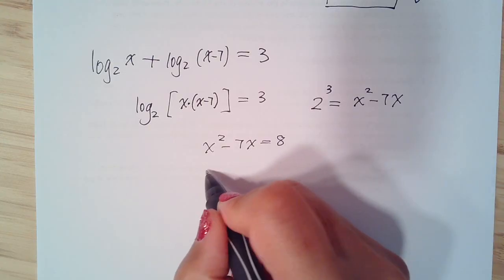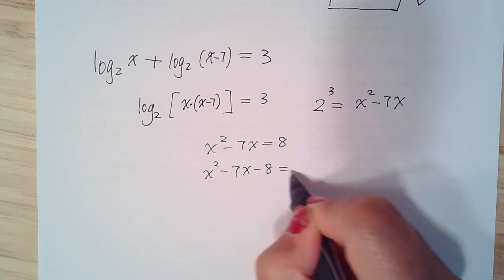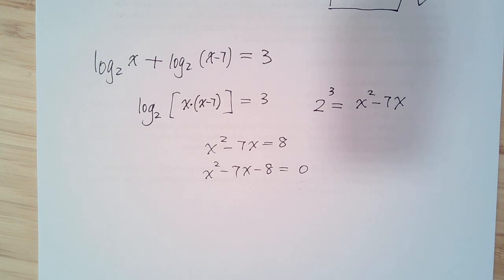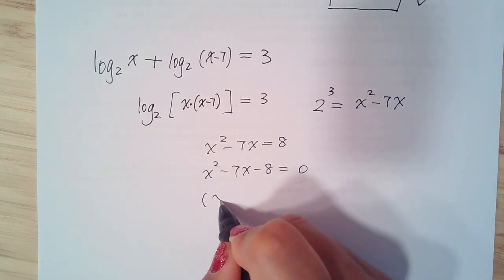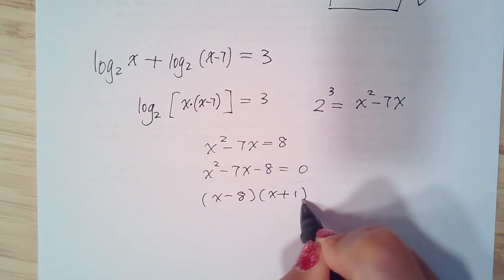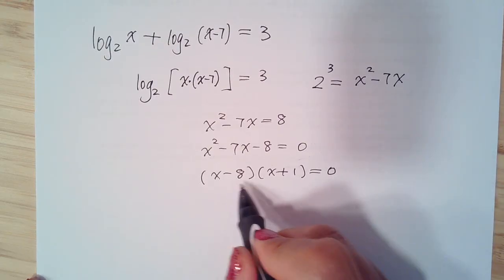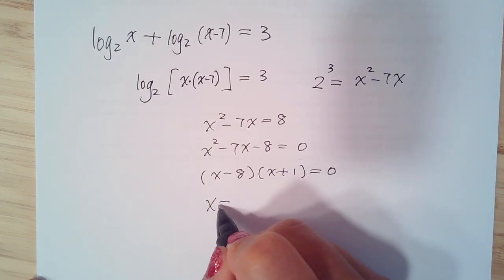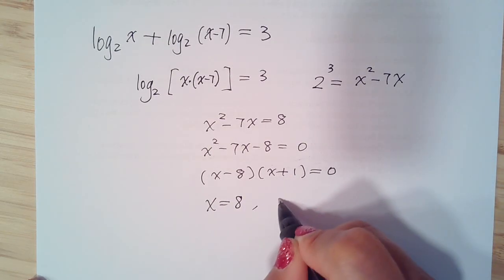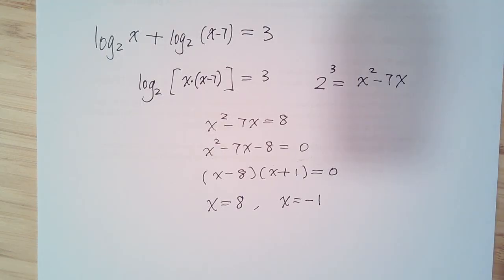I bring 8 to the other side or subtract 8 on both sides. It's a quadratic equation. I love it. Quadratic equation, I factor. So I go x minus 8 and x plus 1 equals 0. Can you go ahead and solve it? Yes, either this is 0 or this is 0. So x is either 8 or x is negative 1. Are you done? No. You have to check.